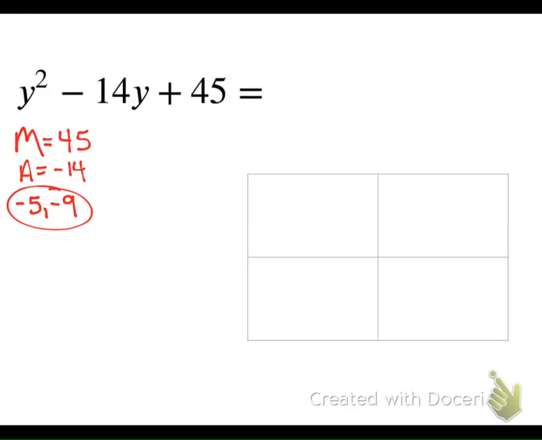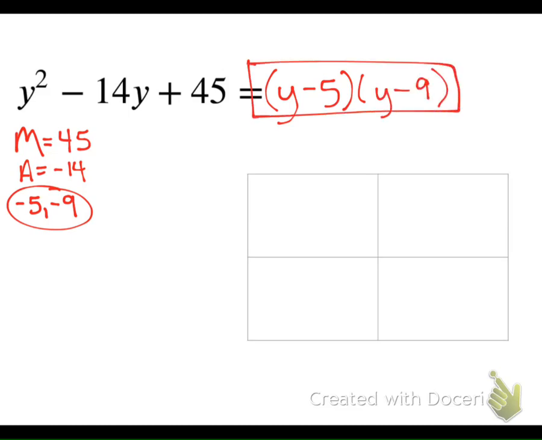Because there was no number with my first term here, I can go ahead and factor it out. What's my variable? Y. So y minus 5 times, what's my second number that I found? So then y minus 9. That's your answer. You can only do that when there's no number for your first term.